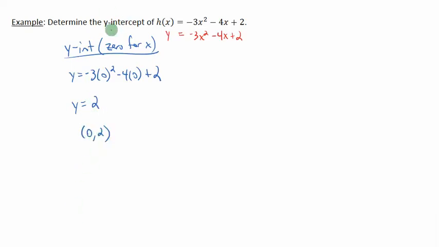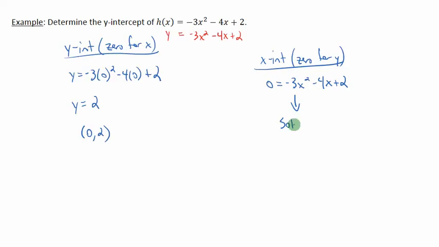Now, just a comment about why I did not find the x-intercept here. If I wanted to find the x-intercept, I would plug in 0 for y. And you would get the equation 0 equals negative 3x squared minus 4x plus 2. Now, I don't know what level you're at. If you're in one of my classes, you may or may not have seen how to solve this type of equation. So there are ways to solve this for x. You just have to know how, and that's not what this video is covering.